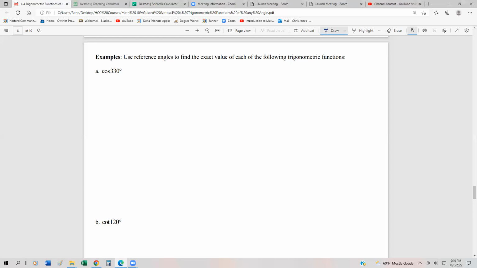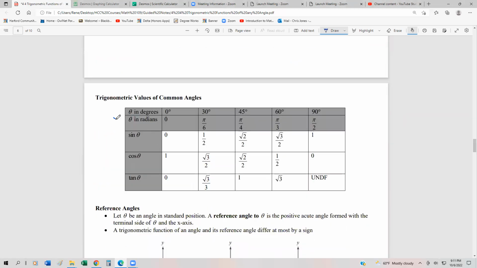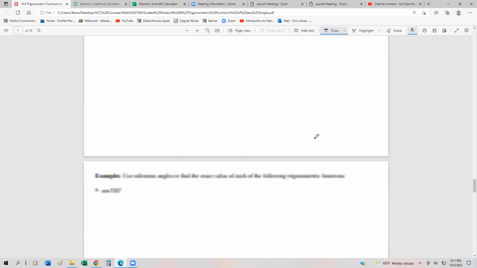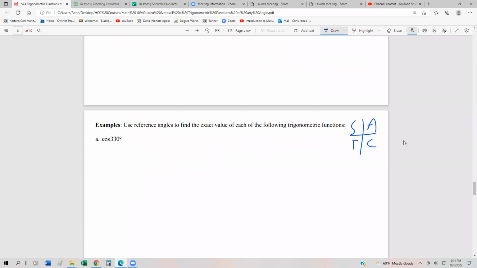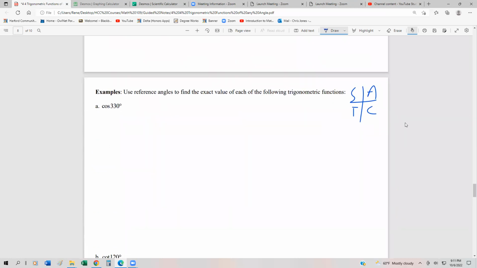So let's first of all remember we have our All Students Take Calculus. And again, something that's going to be helpful is for us to memorize this table. If we have this table memorized and we also have All Students Take Calculus, then we can use those two in conjunction to find the values of our trig functions. So we have cosine of 330.